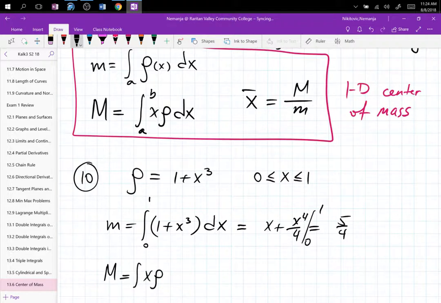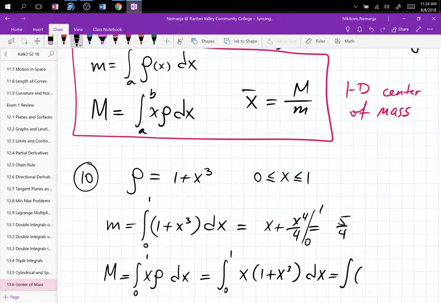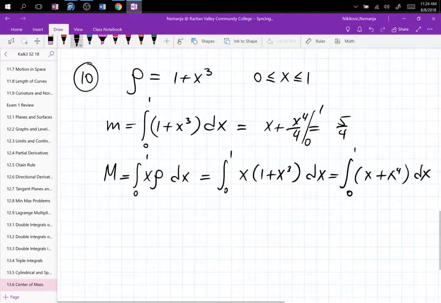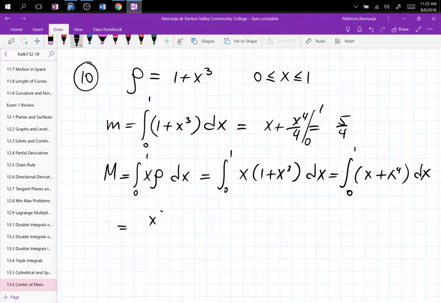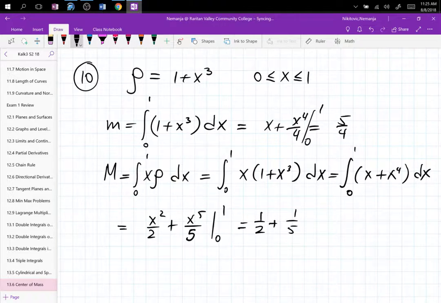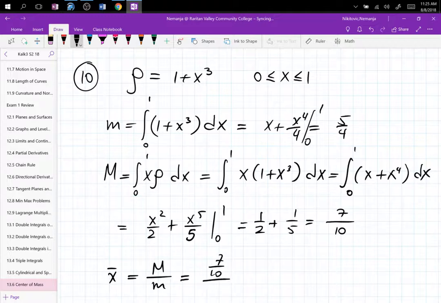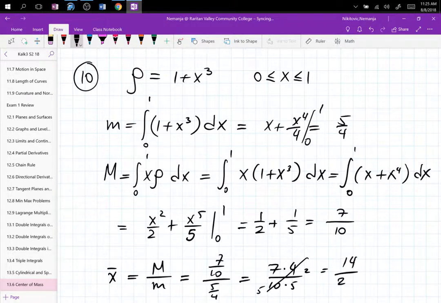Now I calculate moment. Moment is the integral of x rho dx, right? So I have the integral from 0 to 1 of x times 1 plus x cubed dx, which is the integral of x plus x to the 4th dx. I'll pretty much solve the problem. This is x squared over 2 plus x to the 5th over 5 from 0 to 1, which is a half plus a fifth, which is 7 tenths. So the x bar is when you divide the moment by the mass. Moment is 7 over 10. Mass is 5 over 4. So that's 7 times 4 over 10 times 5. Kill this. You get a 5 and a 2. That's 14 over 25.